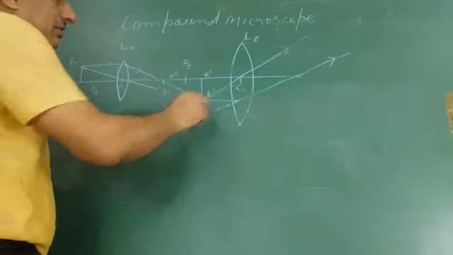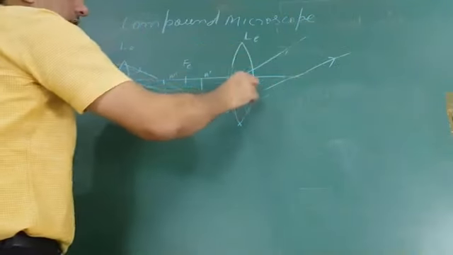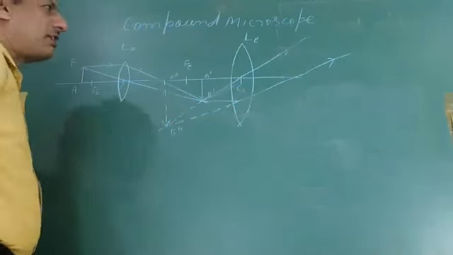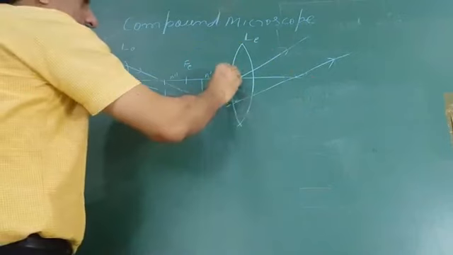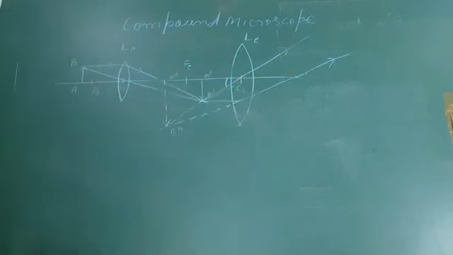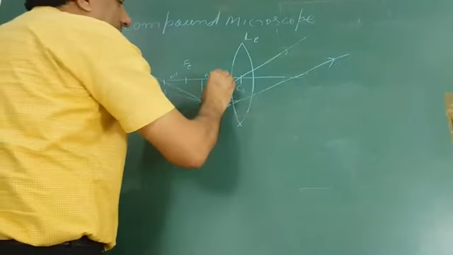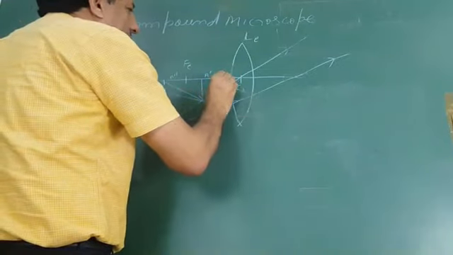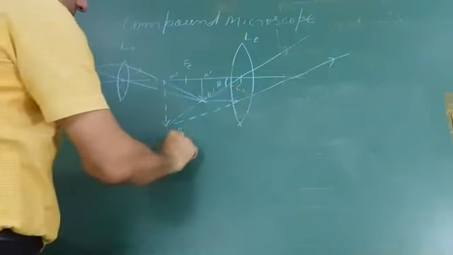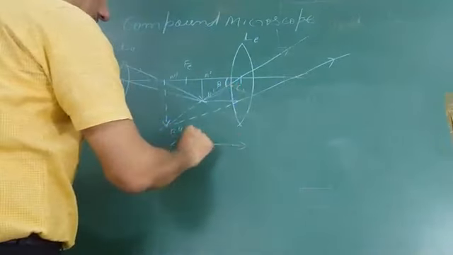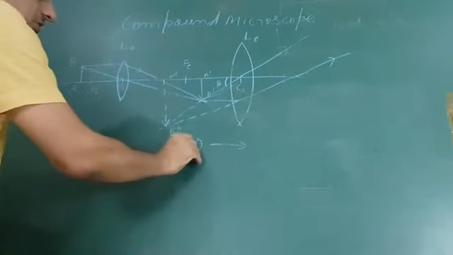This is the final image. Our eye is here, so that region is called the eyepiece. This is the angle between the image and the eye, so that will be called beta. And this image is forming at the distinct vision point. This distance is D.